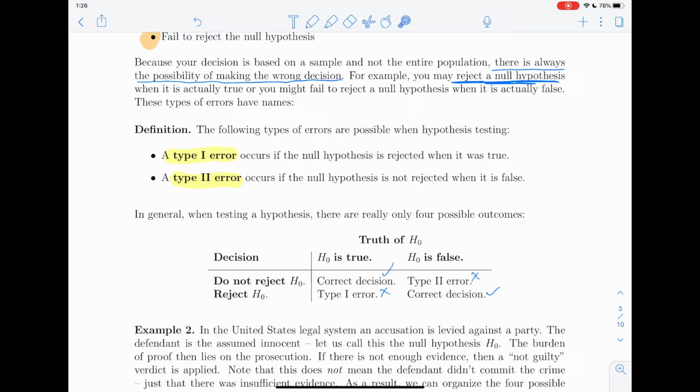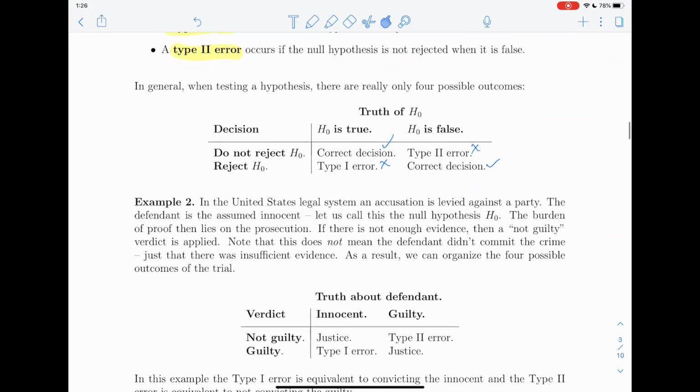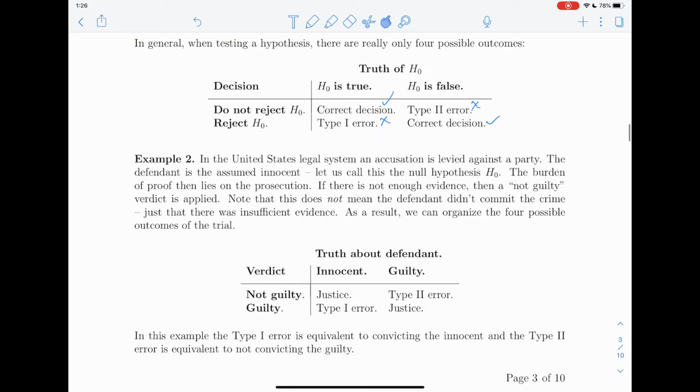Now, how we determine whether we should or should not reject the null hypothesis, this is something we're going to learn as we move forward. Oftentimes, by the way, if this is confusing at all, there's a strong analog between the content up here and the United States judicial system. So in the United States legal system, an accusation is levied against a given party. We assume that the defendant is innocent until proven guilty.